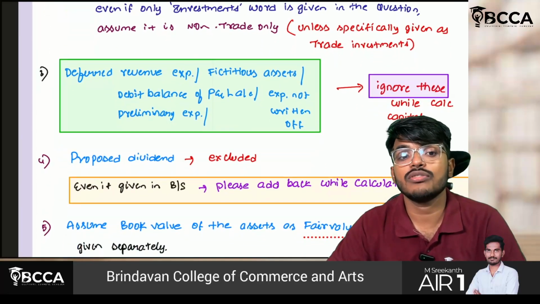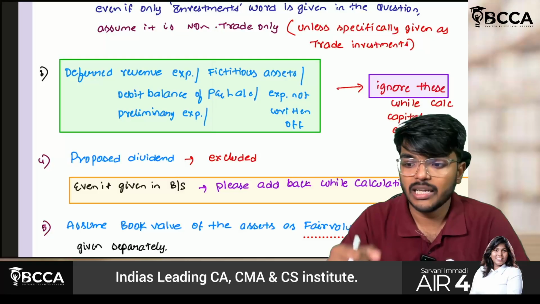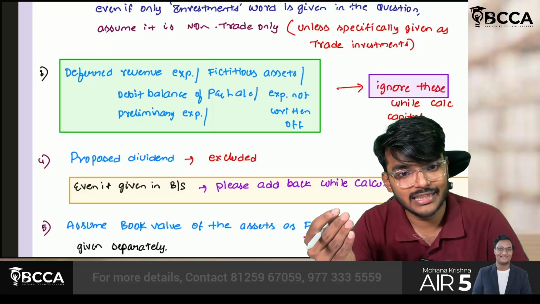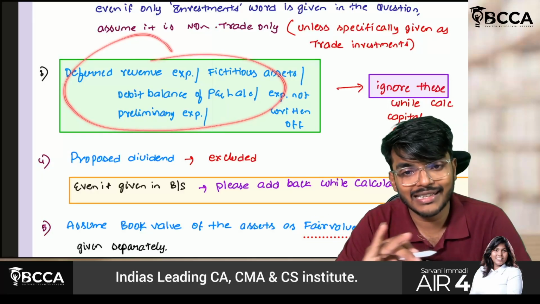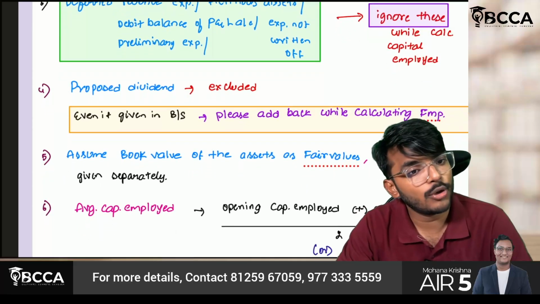Third point, we have understood, sir, if any fictitious assets are there. Sir, what is the meaning of fictitious assets? Debit side of the P&L account. Okay, deferred revenue expenditure, fictitious assets, preliminary expenses not written off. All these are not actually assets, so you just have to ignore these while calculating the capital employed.